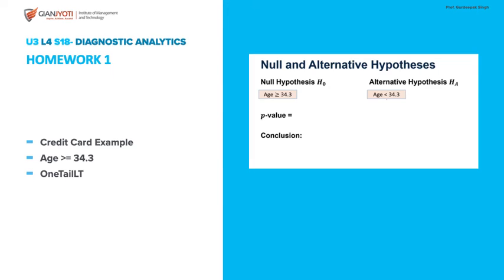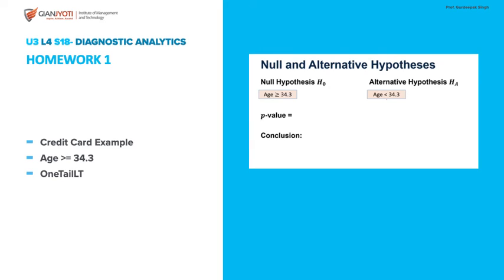Now this is a homework for you, and this homework is for one tail less than. In this, the null hypothesis is greater than or equal to 34.3. So we are trying to say here whether the age is less than 34.3. If I go back, you will see that the average age is 34.3. And we are trying to say, no, the average age is less than 34.3, whereas what we are getting over there is equal to or greater than 34.3.